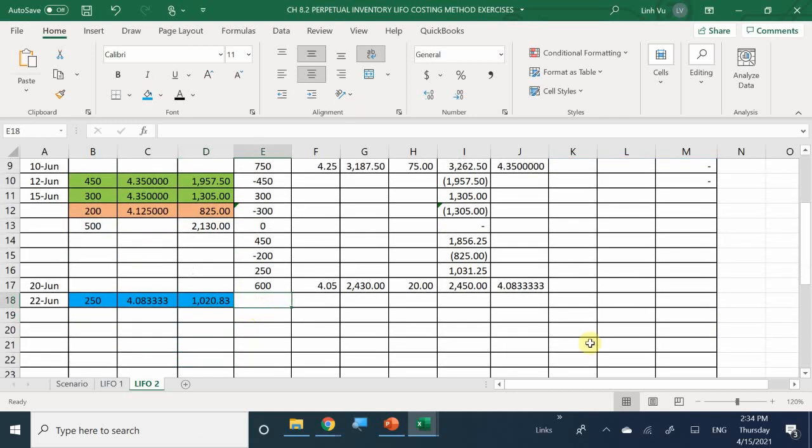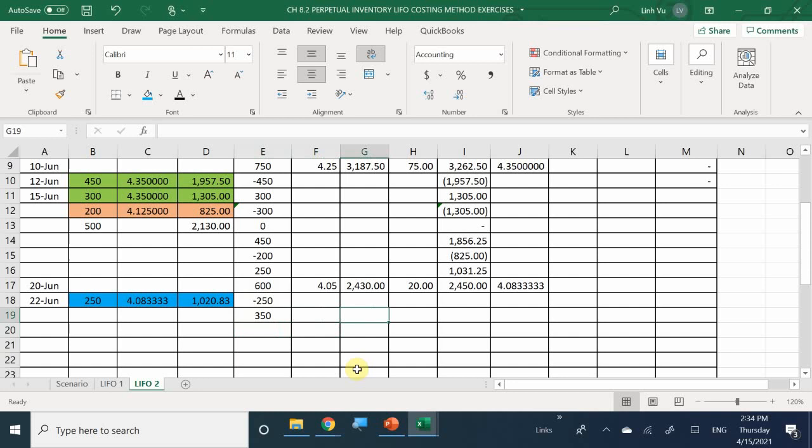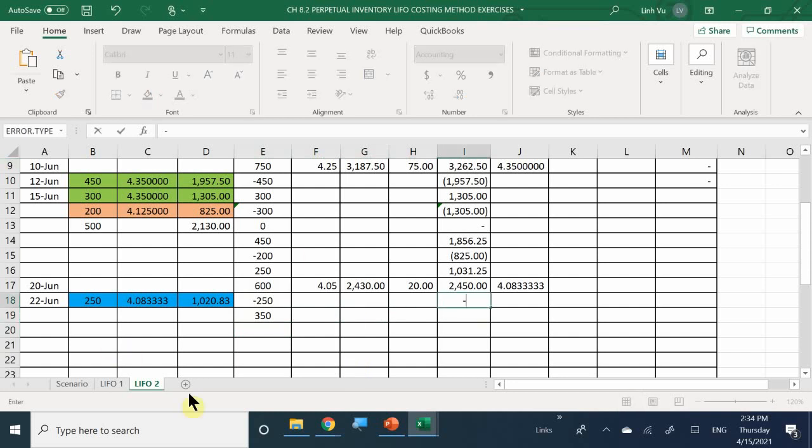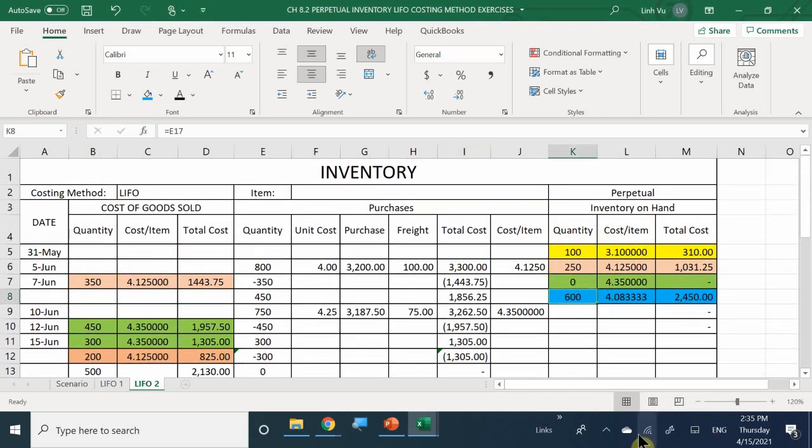Okay, so here we are, right? We have the 600 right there. So I'm going to go ahead and subtract out my 250. So what should I have remaining in my blue batch? 350. 350. Okay. Same thing here. If I started out with 2450 and I subtracted out my 1,020.83, what should I have remaining? 1,429.17. Okay.